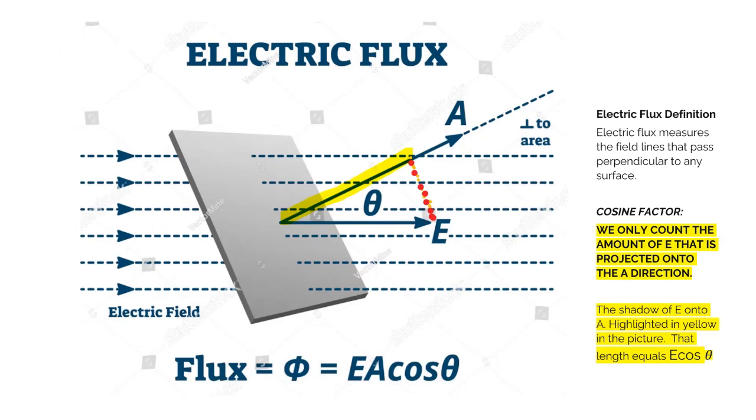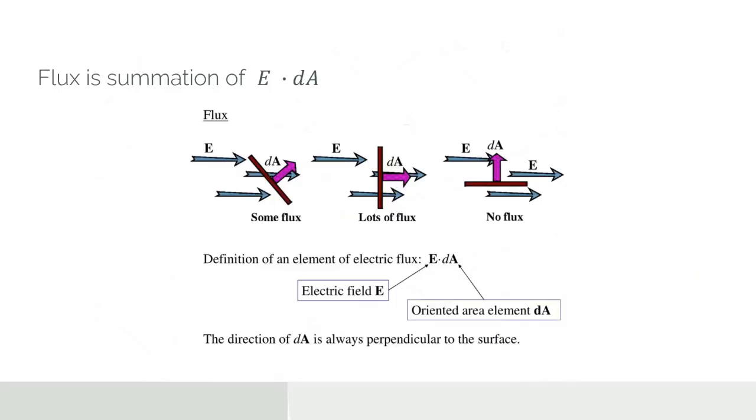And you could also think of it as the shadow of A onto E, but that's because it's symmetric. We don't need to flip it back and forth. We'll just stick to this concept, the picture of E's shadow onto A, and that's highlighted in yellow here. That's the E cosine theta. So you notice that if you have the angle of 0, you're getting the maximum value of your multiplication there.